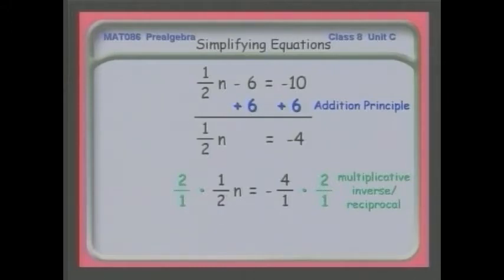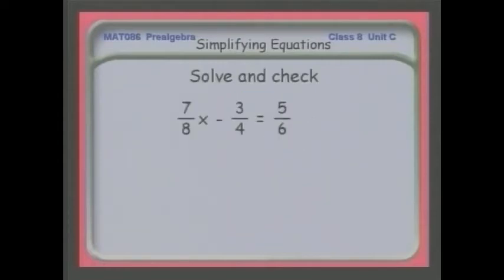We remember that the definition of reciprocal is a number that when multiplied by a fraction gives 1. So in this case, if I multiply 1/2 by 2 over 1, I get 1. If I multiply minus 4 over 1 by 2 over 1, I get minus 8, and I've solved that equation, and I know now that n is equal to minus 8.